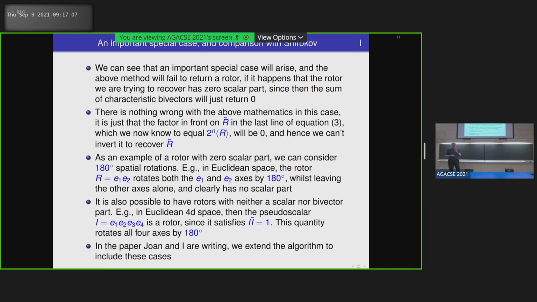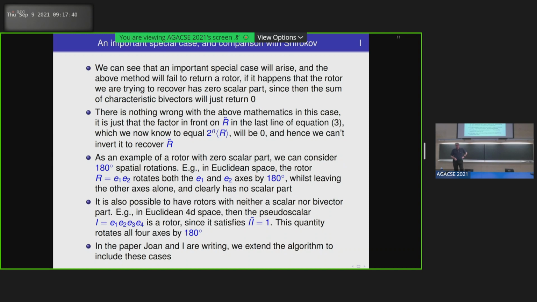Now, I said it always works. There's one catch. An important special case will arise, and the above method will fail to return a rotor if it happens that the rotor we're trying to recover has a zero scalar part. Because then the sum of the characteristic bivectors will just return 0, because that sum is returning the scalar part of the rotor.